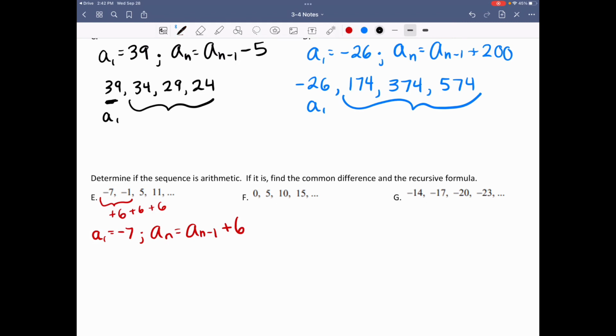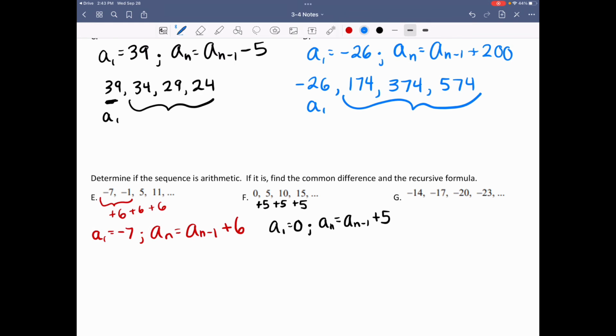All right, here to get from 0 to 5, we add 5, 5 to 10, we add 5, 10 to 15, we add 5. So it's arithmetic. Our first term in the sequence is 0. So a sub n, that's the number we're looking for, is equal to the number before, a sub n minus 1, plus 5.